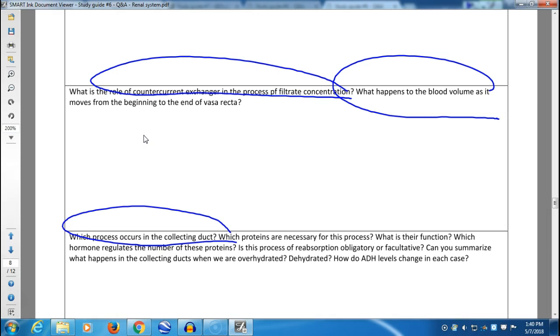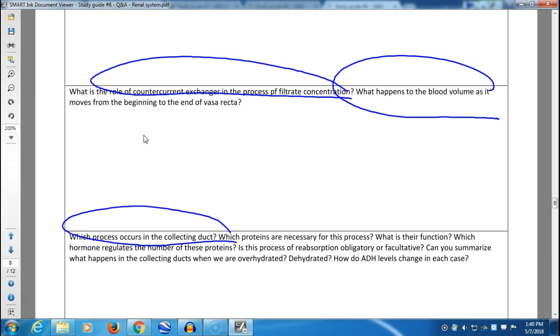In the collecting duct, water can be reabsorbed. Now, is that facultative or obligatory? ADH. Remember, obligatory process is not generally regulated. I mean, obligatory means it happens no matter what. If the filtrate is produced, we're going to reabsorb the water in the nephron loop. In the collecting duct, now think about it.